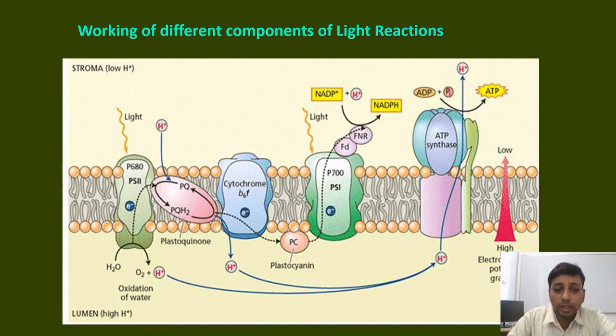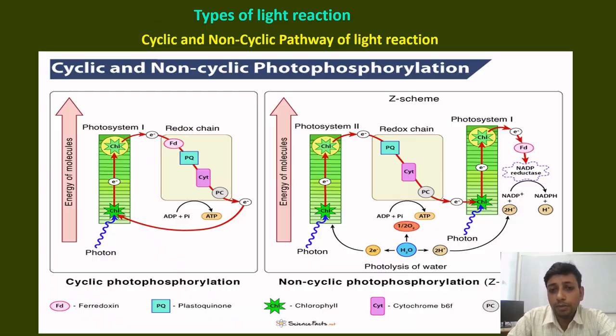In the light reaction, the hydrogen ion is concentrated inside the lumen of the thylakoid, and with the help of ATP synthase, the ATP is synthesized, and NADP plus is used for the synthesis of NADPH.